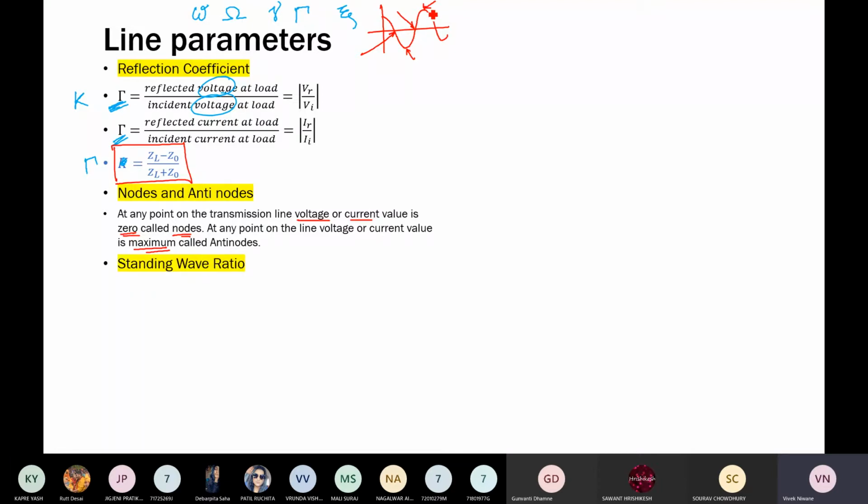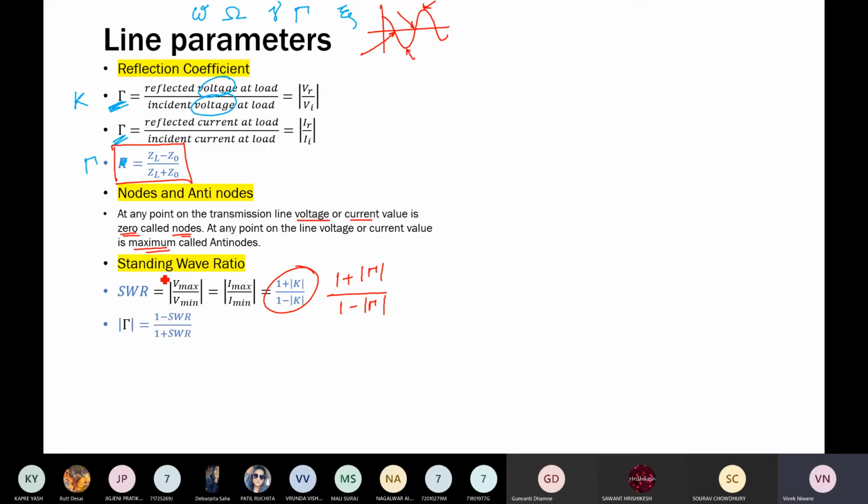Due to those reflections, we have a standing wave and a standing wave ratio, which is defined as Vmax upon Vmin or Imax upon Imin, or instead of this one, I will write 1 plus gamma upon 1 minus gamma. Okay, so one and the same thing.